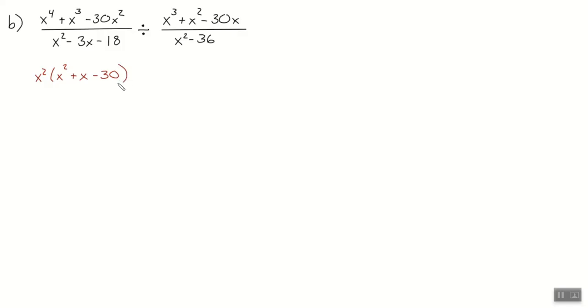Okay, I love this trinomial. Why? The leading coefficient is 1. Now, for the bottom, can I just factor it already? Why? Oh my gosh, can you guys give me factors of negative 18 that add up to negative 3? Plus 3 and negative 6. So, x plus 3, x minus 6.